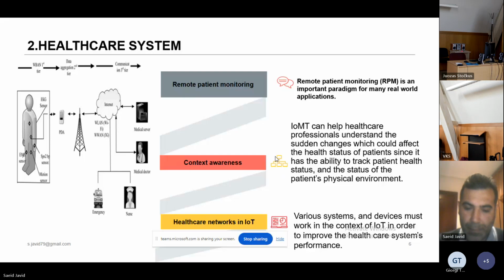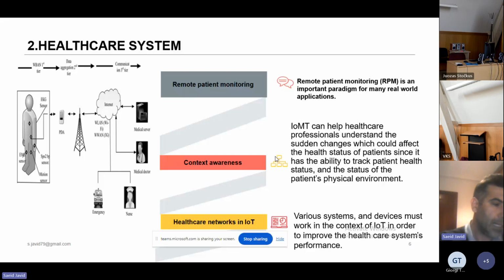Context awareness. IoT can help healthcare professionals understand sudden changes which could affect the health status of patients, since it has the ability to track patients' health status and the status of the patient's physical environment.